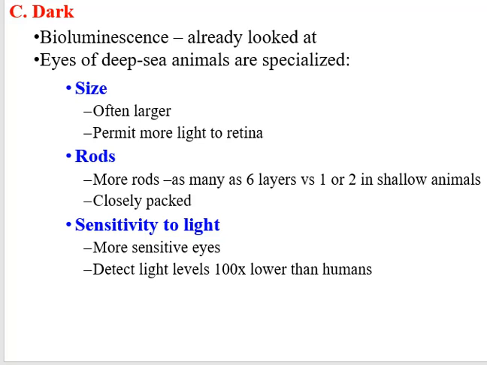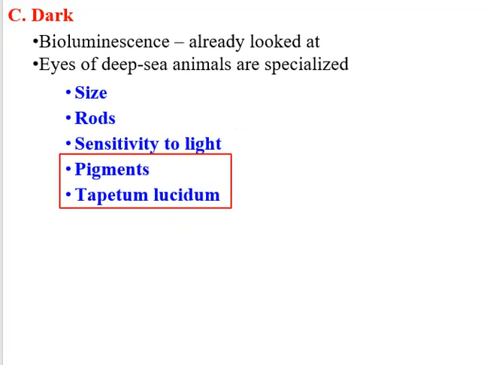So our eyes are not particularly sensitive to low light levels. We rely on our cones a lot. But these deep sea organisms can see light 100 times better than our eyes are capable of. That's pretty sensitive to low light levels. Well, let's look at these 2 other things.